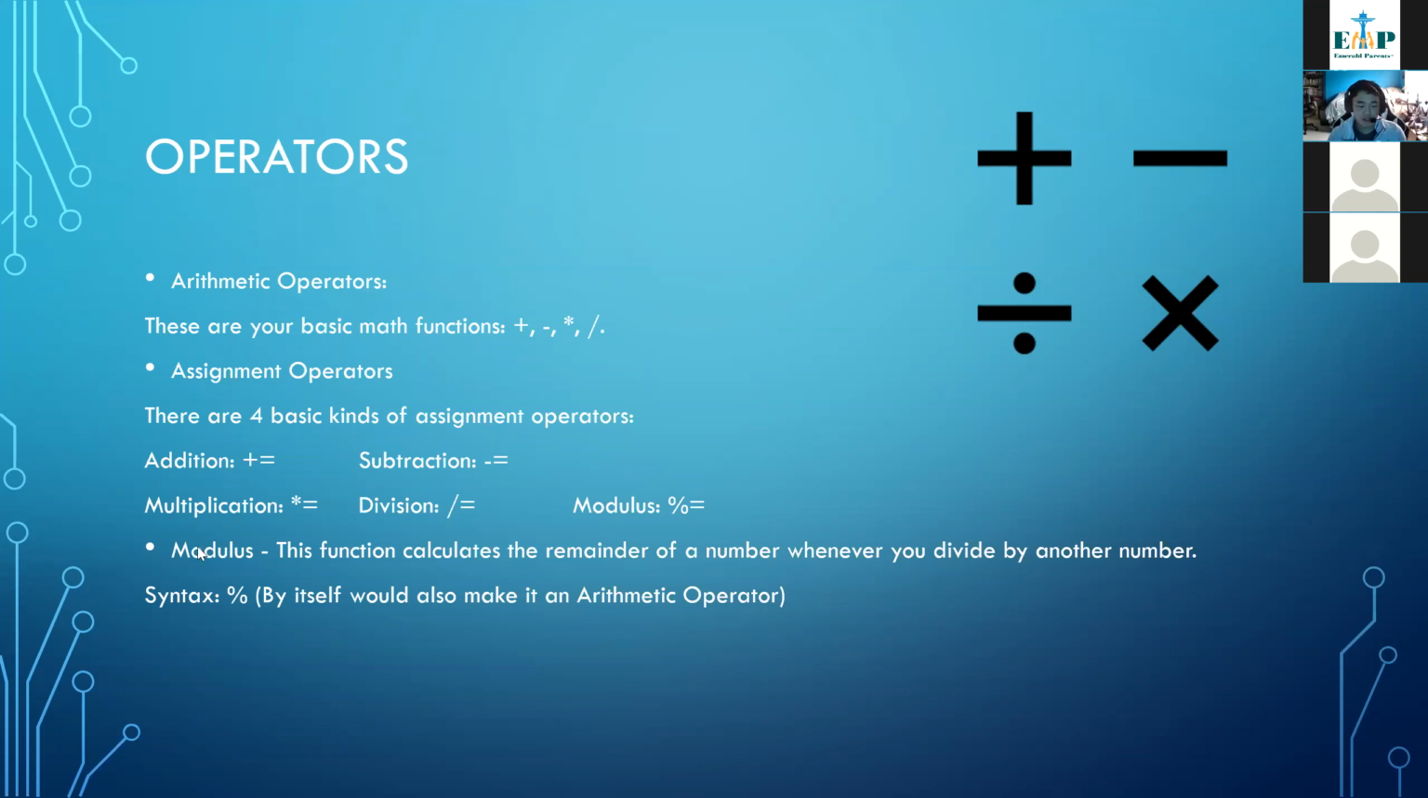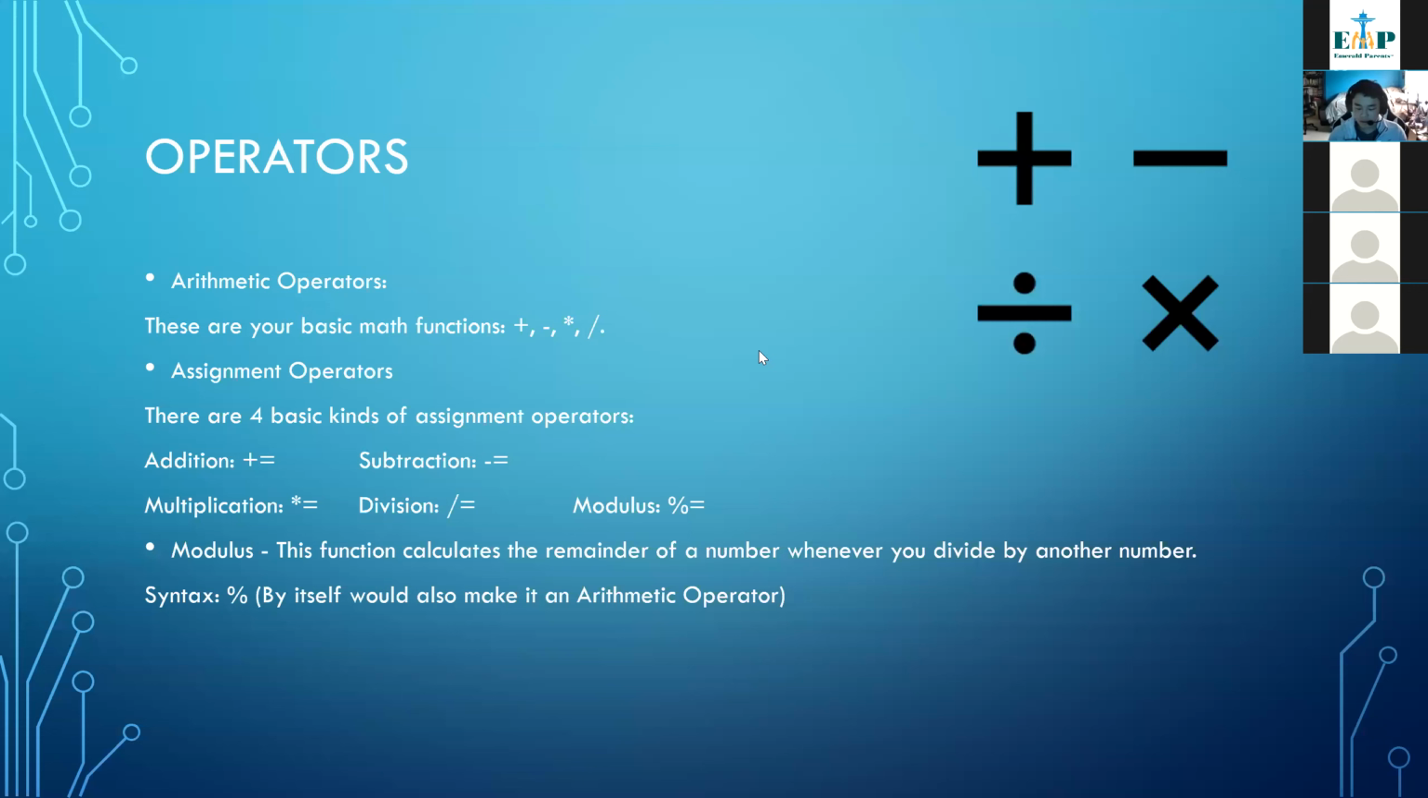And what modulus does, which is the percentage sign, is it calculates the remainder of a number whenever you divide by another number. So let's say I divide 10 by 3. You can't completely divide 10 by 3, and there's a remainder of 1. So the variable where you store the modulus function result will just equal 1. So if I did 10 modulus 3 and stored that in a variable, that variable will equal 1 instead of 3.33.